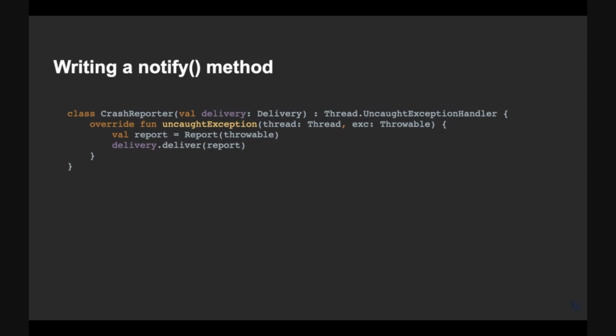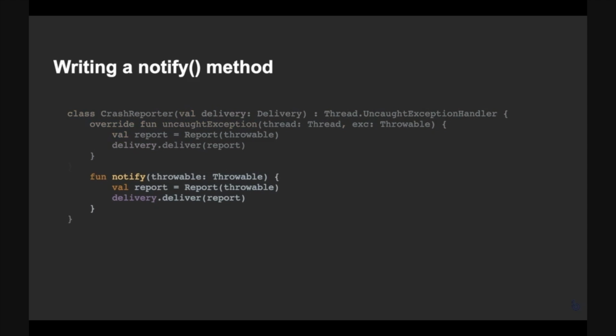And our crash reporter will look something like this. We have a delivery field, which will deliver the created report. And we've implemented an UncaughtExceptionHandler so that we do continue to capture those exceptions which are thrown and not handled in our application. And we now add this method called notify, which looks much the same. It takes a single parameter, throwable. It creates a crash report, which grabs the stack trace and whatever other metadata we need. And then it's delivered to our HTTP endpoint.